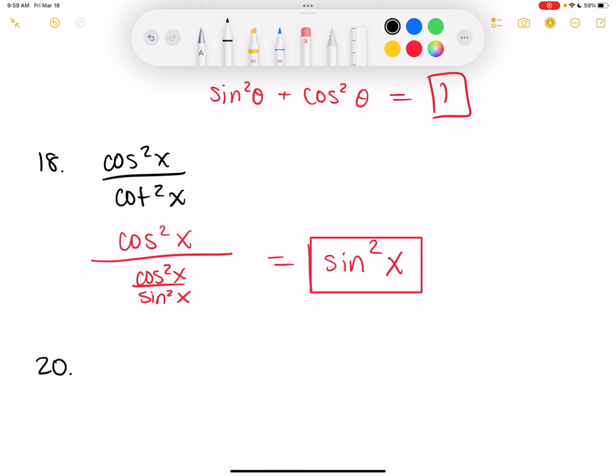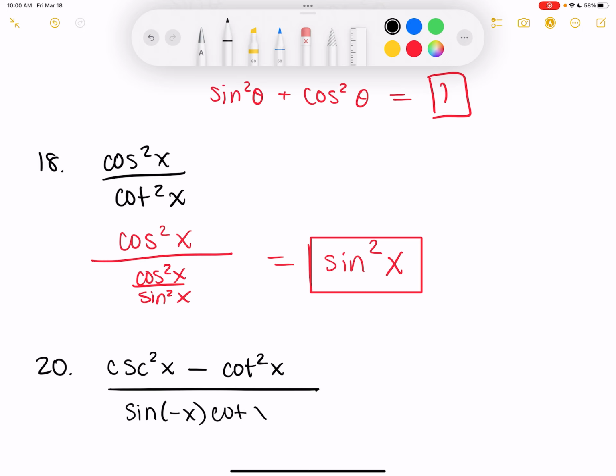All right, 20. Cosecant squared of x minus cotangent squared of x, all over sine of negative x times cotangent of x.